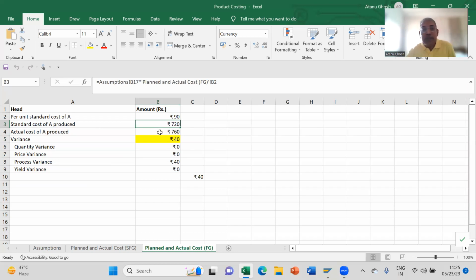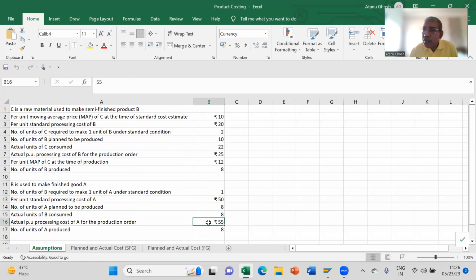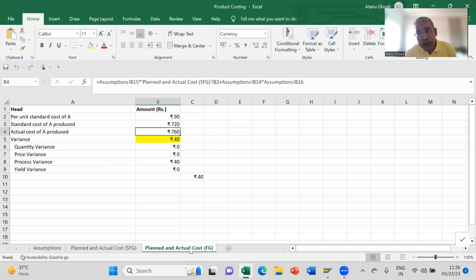What is the actual cost? Now, this is the most important part. Actual cost of A produced will be the cost of B consumed in the production of A and the actual processing cost. Actual processing cost is simple. We saw 55 rupees per unit actual processing cost multiplied by 8, which is the number of units of A produced. That's the actual processing cost. That part is simple. But the confusion can come as to the actual cost of B consumed.